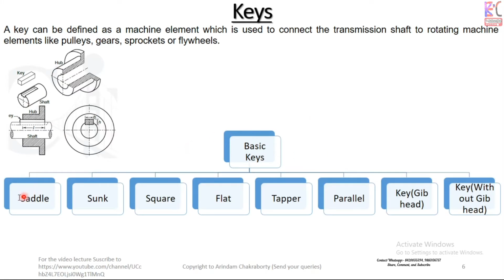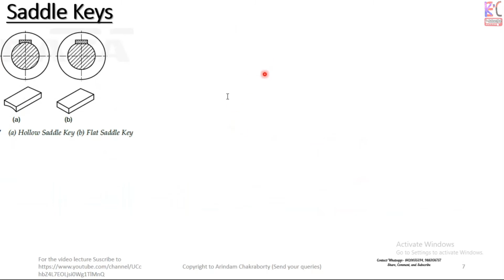So there are basic keys: saddle, sunk, square, flat, taper, parallel, gib head, and so on. So many options there, so let us see some of them. Saddle is where we give this round shape and put it inside the shaft and the pulley. The pulley has a bit cut or straight cut, that's why this is kept straight and this one gets inserted.